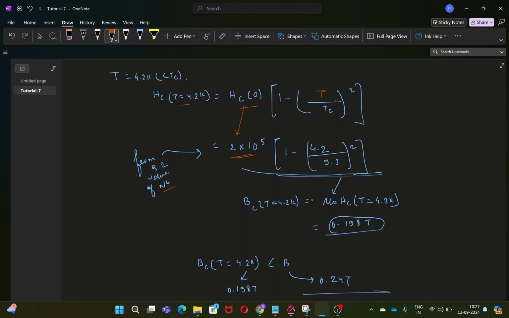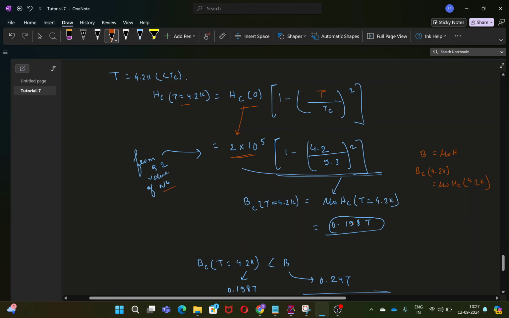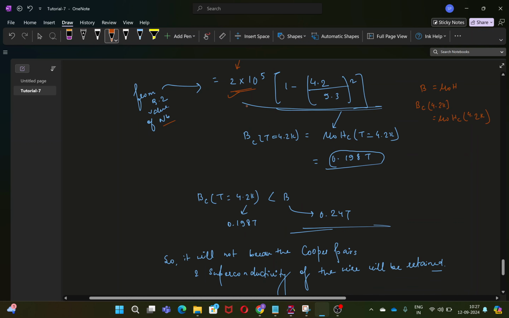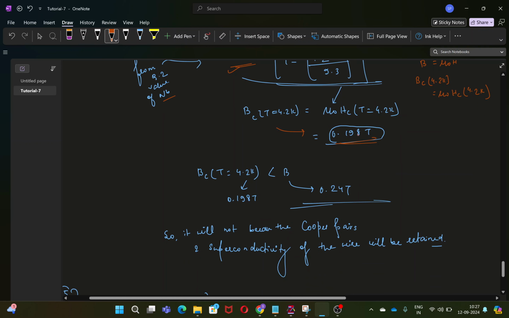By solving this we can get Bc at 4.2 Kelvin just by multiplying this Hc(T) by mu naught, because you know that B equals mu naught H, right? So similarly Bc at 4.2 Kelvin will be equal to mu naught into Hc at 4.2 Kelvin, which is what we had done here. If you solve the Hc(T) from here and then multiply it by mu naught, you will get a Bc value at 4.2 Kelvin as 0.198 Tesla.